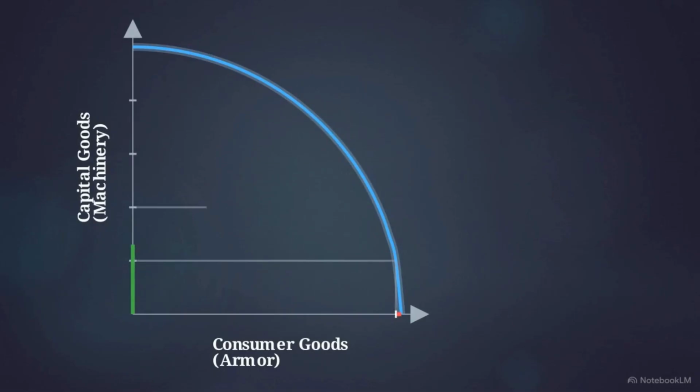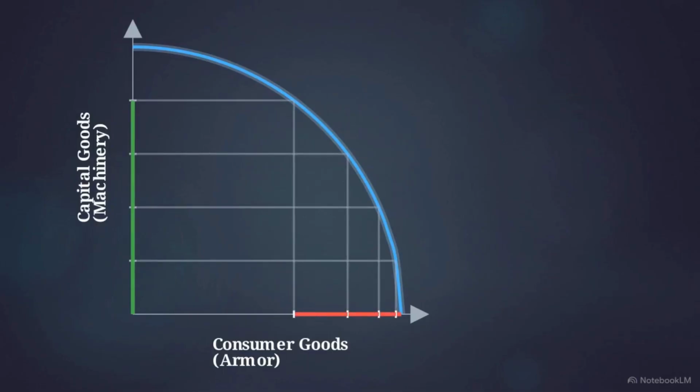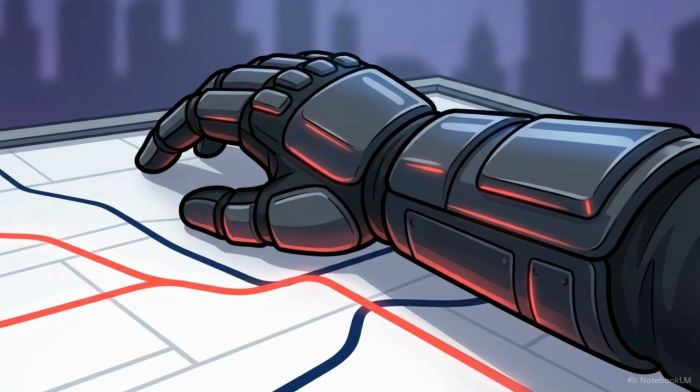The curve's bowed shape illustrates the law of increasing opportunity cost. Shifting unsuited resources creates increasingly larger sacrifices. Every strategic maneuver along the frontier requires a measurable sacrifice. When you operate at maximum capacity, there are no free choices.